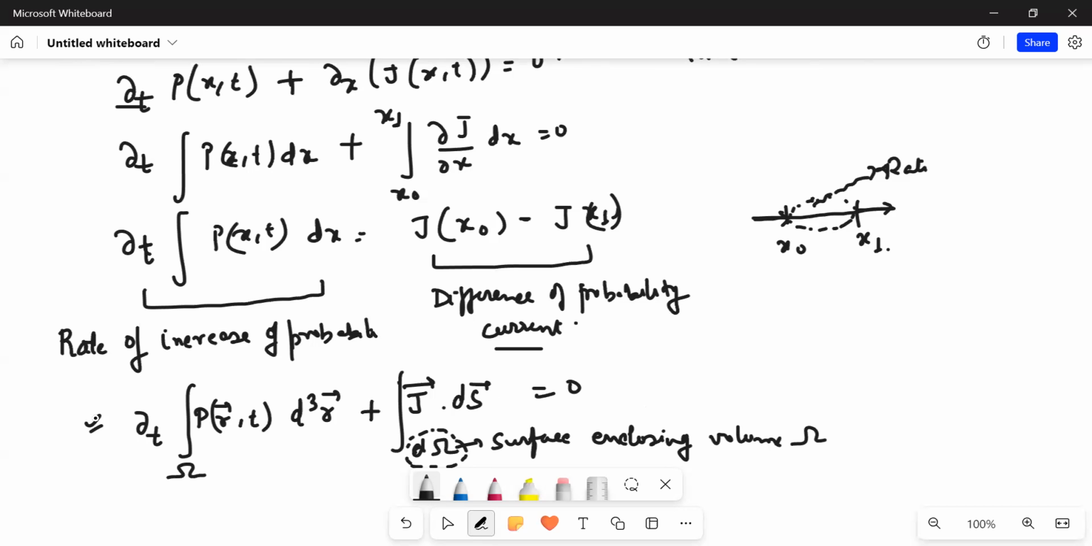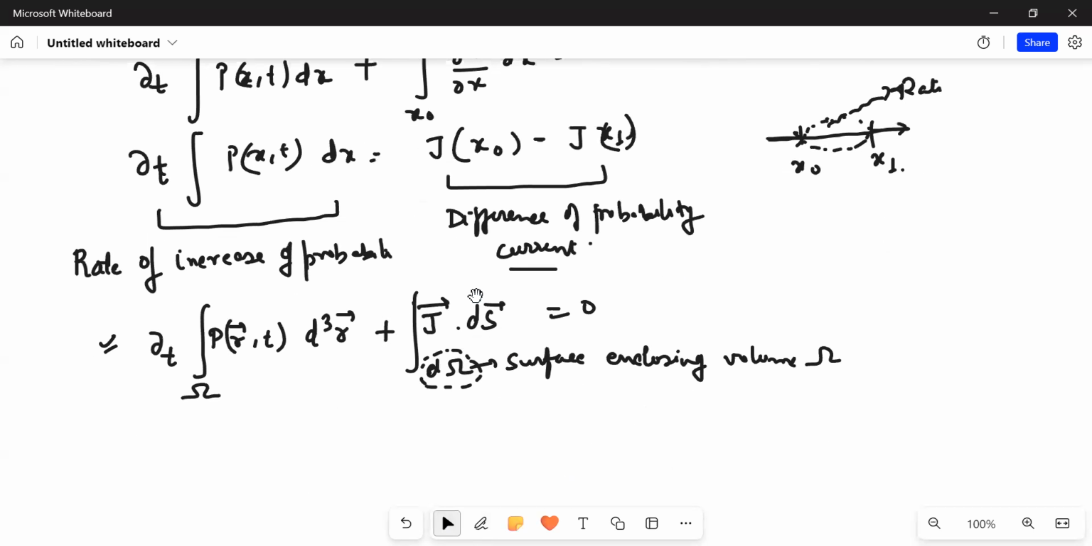Now, what it equals to, if you remember, is E vector dot dS. What is E vector dot dS? Usually, when we say in electrostatics, just think about this. This represents some kind of flux. Flux of what? Flux of probability current.